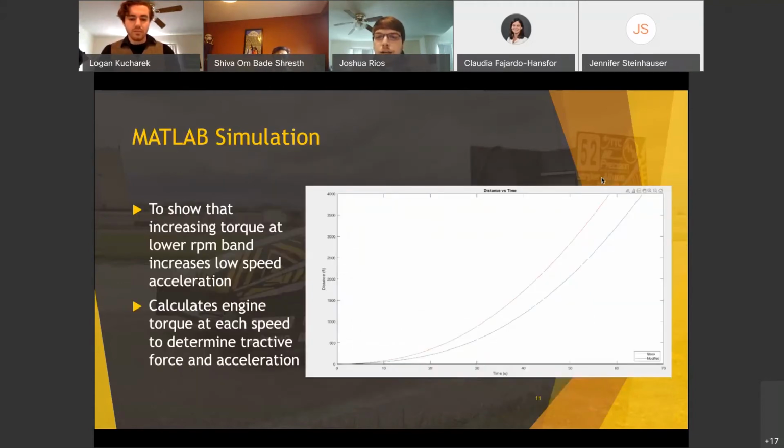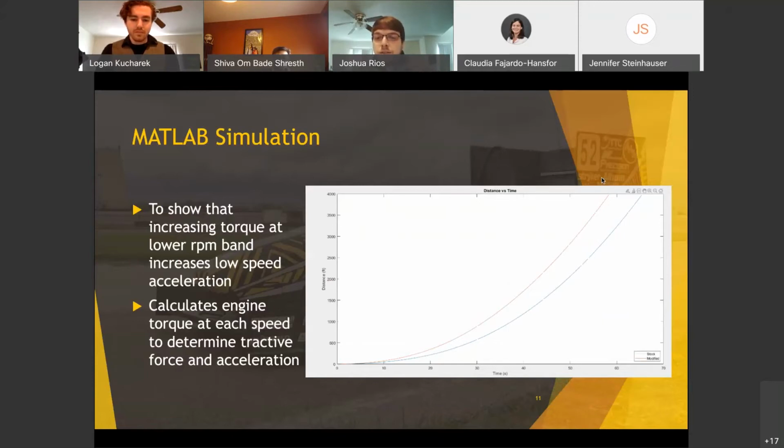Once that torque curve was created, a degree 6 polynomial line of best fit was applied to each torque curve to get a characteristic equation to use to calculate the torque at any given RPM. We got R-squared values of 0.9795 and 0.9924, which indicate very strong correlations.